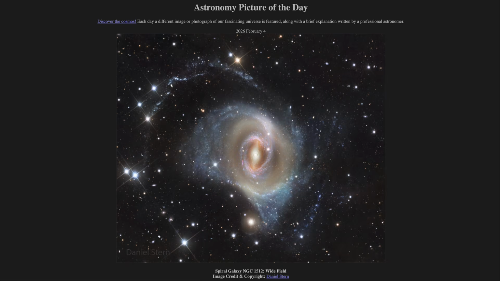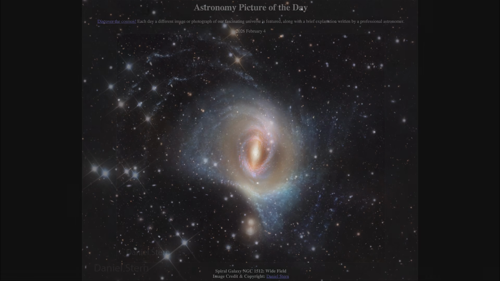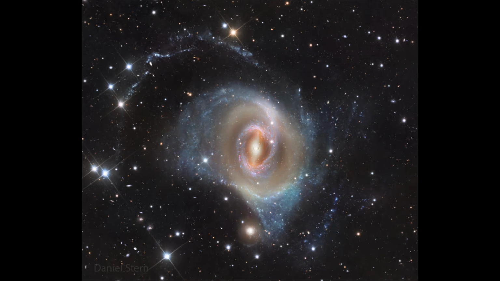Today's picture is titled Spiral Galaxy NGC 1512, Wide Field. So, what do we see here? Well, this is an example of a spiral galaxy, but more unusual, it's what is known as a ring galaxy. Now, most galaxies don't have rings, and this one has more than just an individual ring, actually 3 rings.